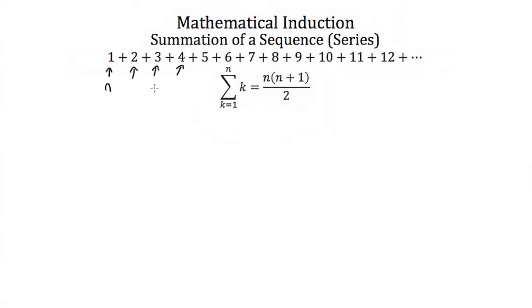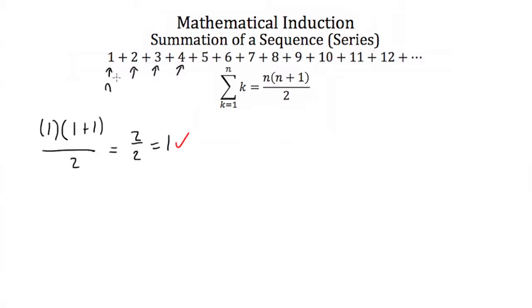So let's check it for the first value of n, or our first term, 1. If n is equal to 1, and I plug that into this formula, 1 times 1 plus 1 over 2. Now 1 plus 1 is 2, 2 times 1 is 2, so this is 2 over 2, and that's equal to 1. Well, our first term is 1, and it's the only term, so the sum would be equal to 1. So that works. Now let's try our next value of n.